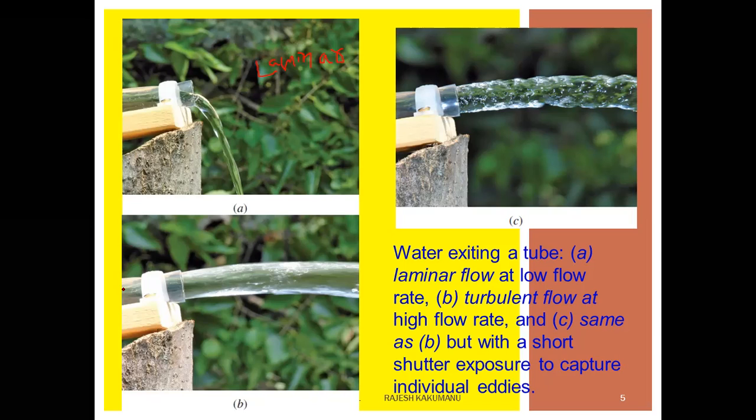Whenever the discharge is very high, see the velocity, how it is flowing, making an arrow. It is not going in one direction. It is moving at a high velocity, experiencing a turbulent flow. Now, if you see diagram C, see the design of water at this point, right? Section C is the same turbulent flow, but with short shutter exposure to capture the individual eddies.